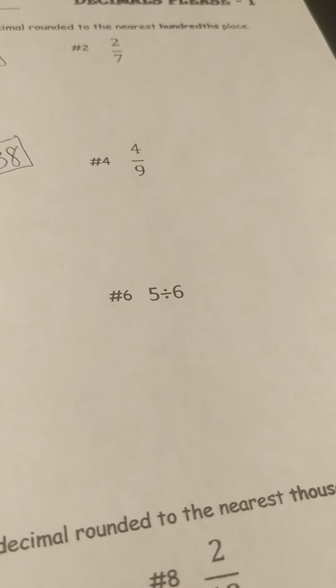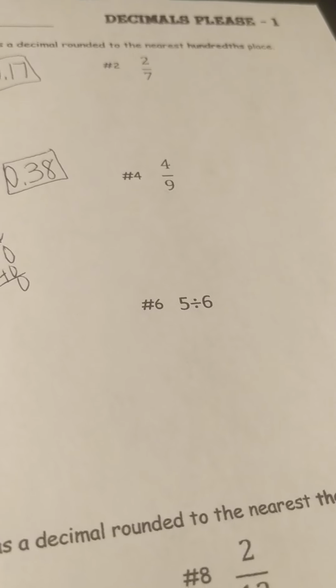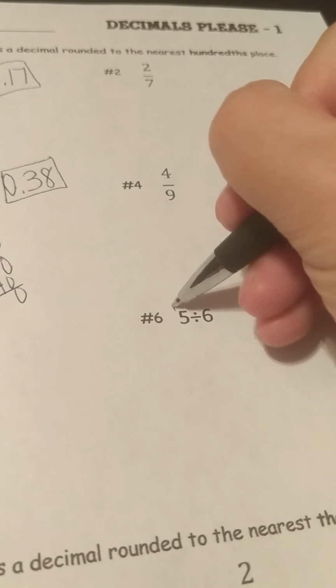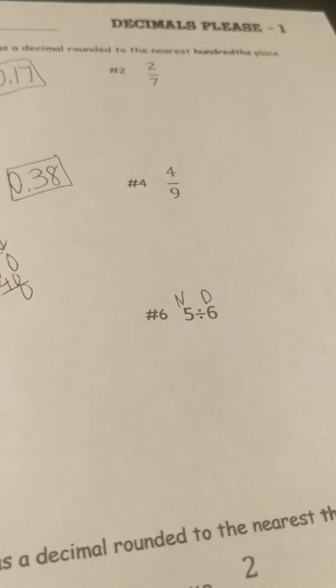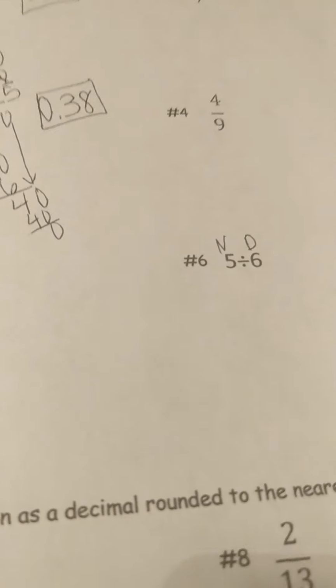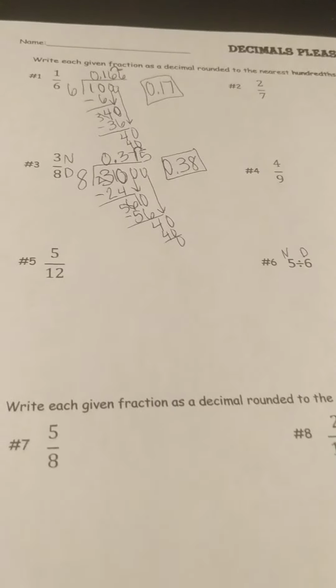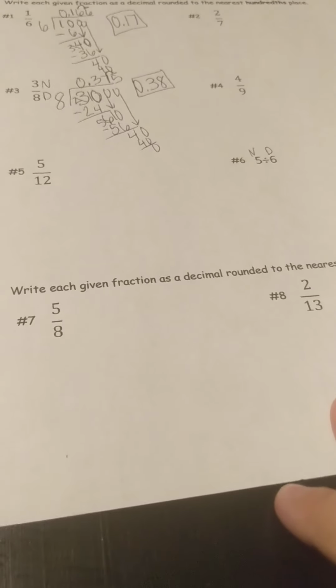Okay, so this number 6 is kind of a weird one. So it's not like our other ones where it's a fraction. It is a fraction, but it's just written sideways. So the number that comes first is our numerator. The second number is our denominator. Okay, so I'm going to let you do 2, 4, 5, and 6. And then let's look at number 7.